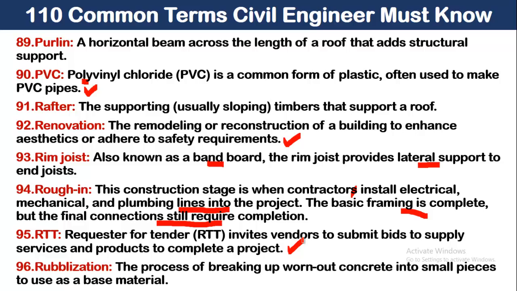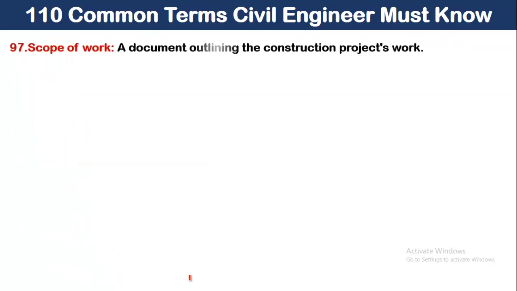What is rubberization? This is also a very technical and common term usually used in the construction field, and a civil engineer must know about it. Rubberization is the process of breaking up worn out concrete into small pieces to use as a base material. To reuse the used concrete you will have to break it down into pieces, and this process is called rubberization. Point number 97, scope of work.